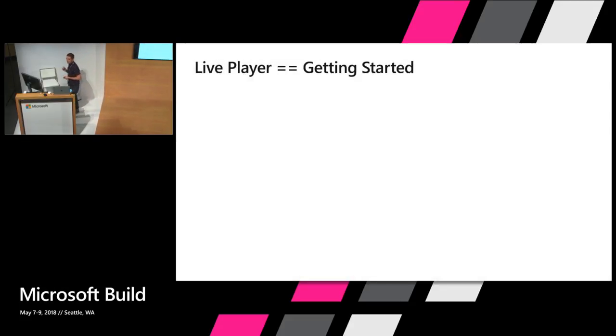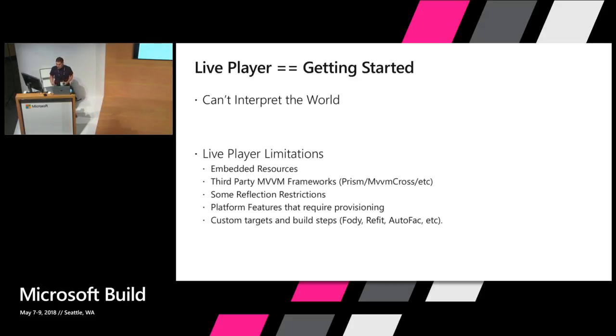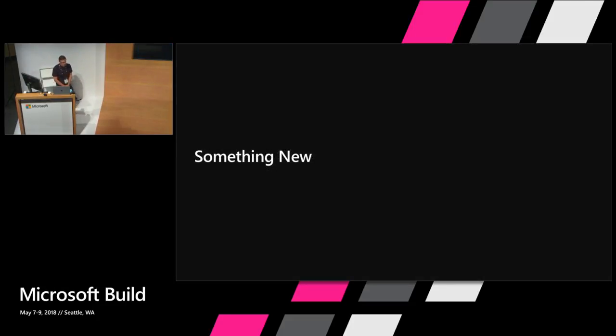Now, we made this as a getting started tool, but we still want developers that are weeks or months or years into their application to still have these productivity tools. And again, the Xamarin Live Player is getting started, because we can't simply interpret the world. Because often developers are doing things like using custom frameworks like Prism or MVVM Cross, using embedded resources. It's hard to interpret reflection. And most importantly, it's hard to actually access native provisioning profiles because we're running your app inside of our app. And finally, custom build targets and build steps, things that are compiled into your app, aren't compiled. We're not compiling anything. So we had to think of something new.